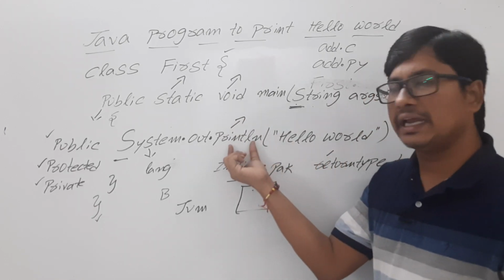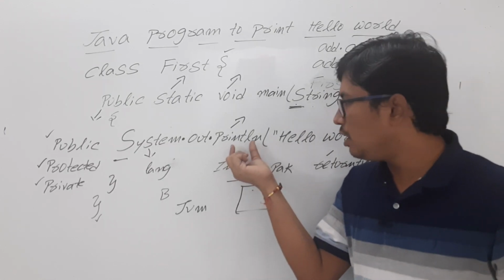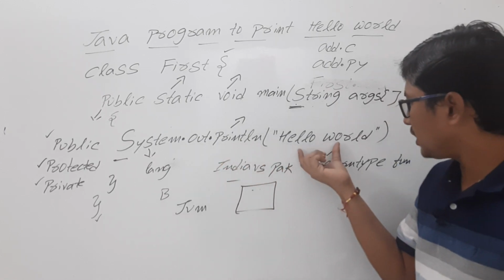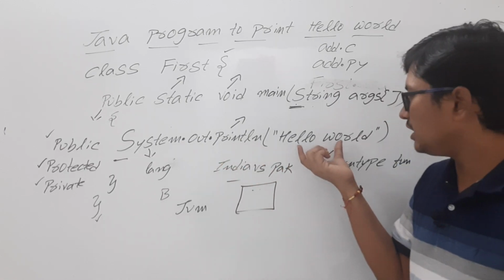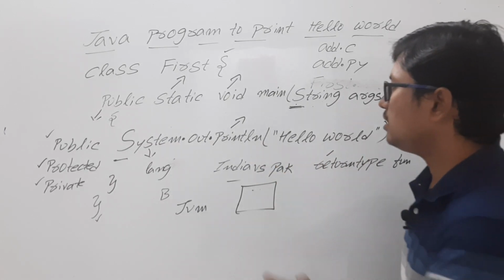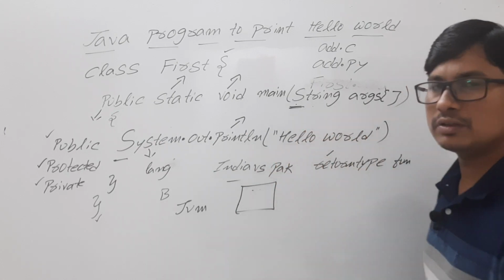Here you can write it as println, or you can even write it as print also. What will be the difference is, if you write println, whatever you are writing inside it will print and it will go to the next line. I will discuss it. So try to understand that println is a method to display something on the console.